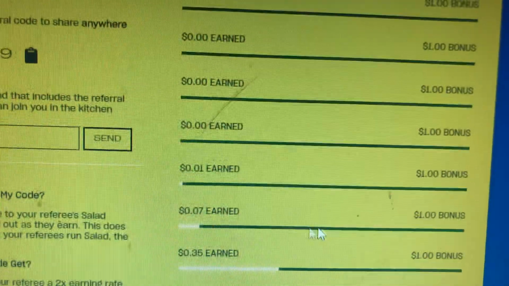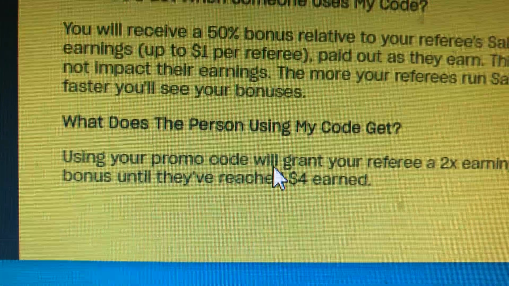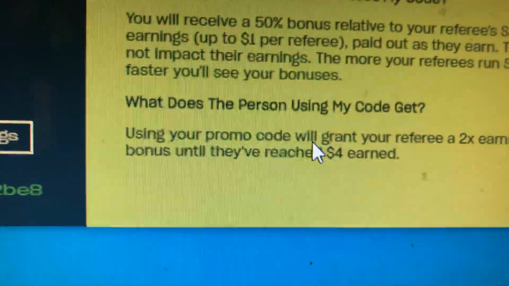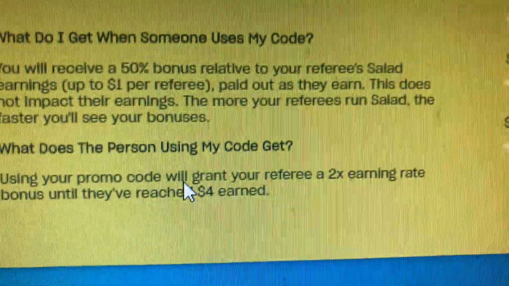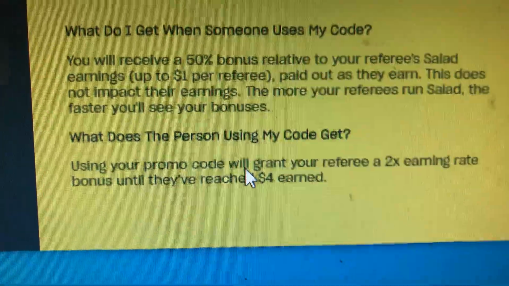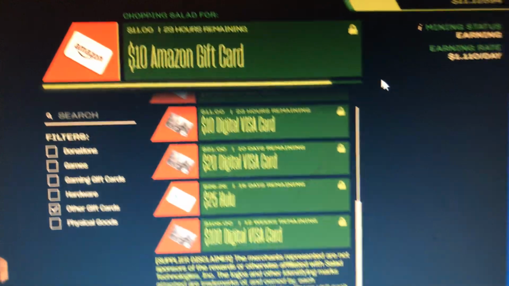3 people are really making me money and themselves money. I only make a dollar bonus off of this, by the way. Let me read: what does the person using my code get? Using your promo code will grant you, the referee, a 2x earning rate bonus until you've reached $4 earned. So basically, you get double profits while you use this app, and that's amazing.